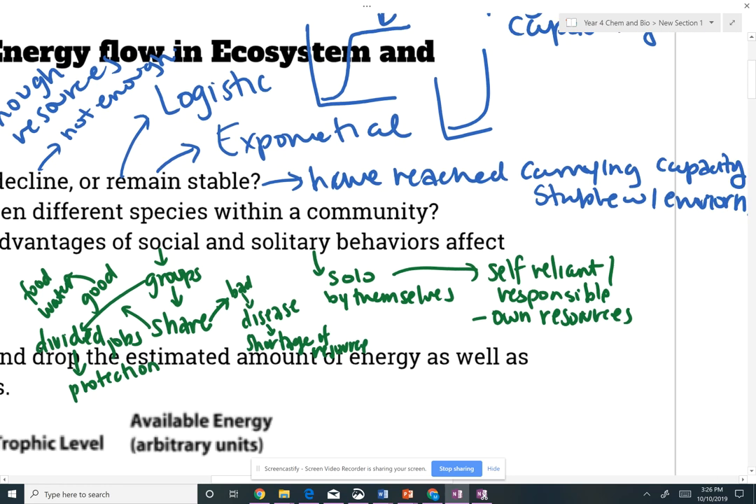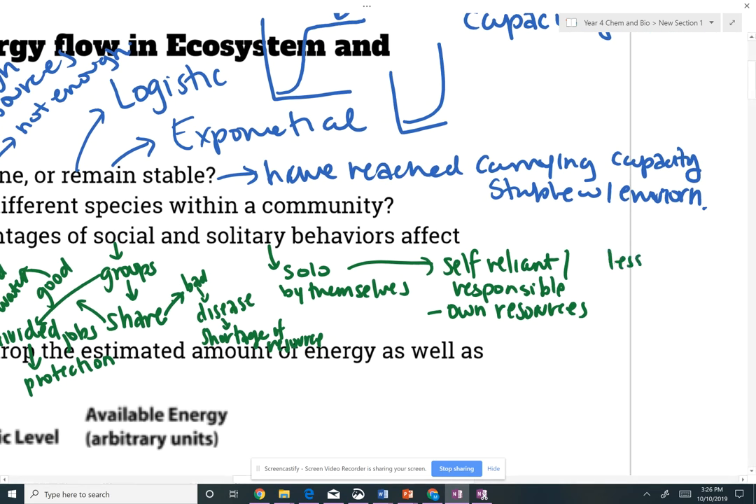The good thing is that there's less to provide for, because you ultimately need less. But the bad thing is that if you cannot hunt for some reason, like the animal is hurt and can't catch anything by itself, because you're not in a group or a pack that would help you find stuff, a solo animal is more likely to die in that situation.